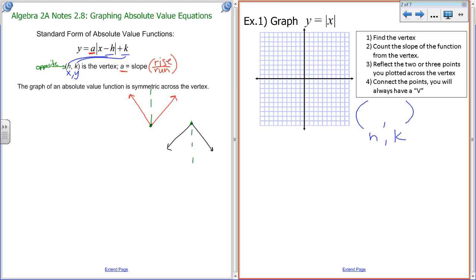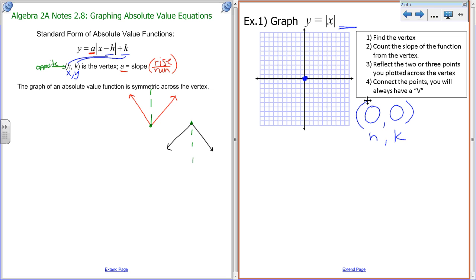So h, if we go back, h is what's being subtracted from x. If we look at that function, we just have x. Nothing's being subtracted from that, so our h value is 0. Okay? If I don't see anything there, then I have to qualify it with a 0 under addition and subtraction. I need to find the k value. K is what's being added to the absolute value of the function, and the same thing, there's nothing outside there. So that means my k value is 0. So I'm going to plot that point, 0, 0.